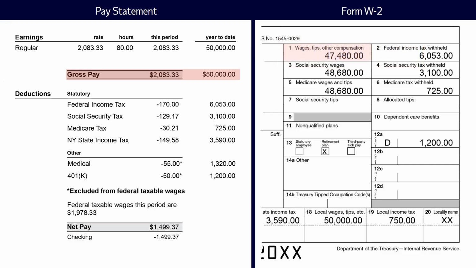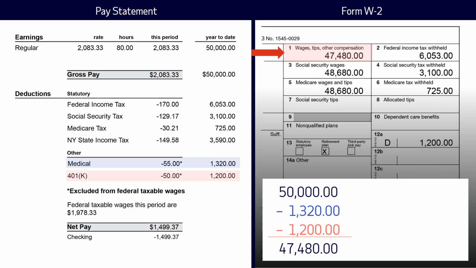Why the discrepancy? The amount in Box 1 is lower than their annual salary because Jackie had health plan premiums deducted as well as pre-tax deductions for a 401k plan. Both of these amounts reduce their taxable wages, which means Jackie does not have to pay federal income tax on the portion of their salary used towards covering these costs. Therefore, Jackie's Box 1 is calculated by taking the total gross earnings minus the health plan premiums and minus the 401k contributions.